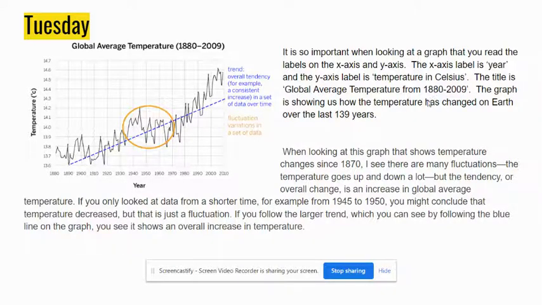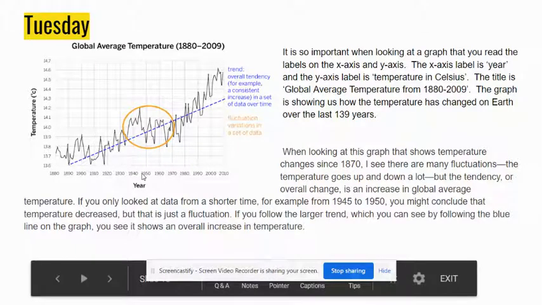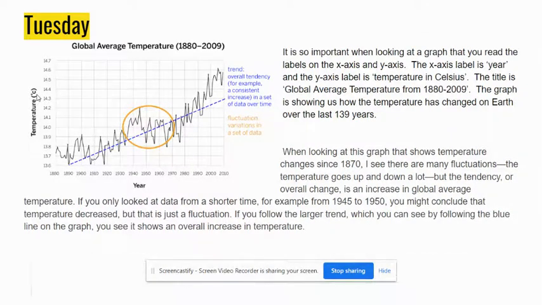The X-axis label on this particular graph is year. The Y-axis label is temperature in Celsius. The title is up here. It is Global Average Temperature from 1880 to 2009. The graph is showing us how the temperature has changed on Earth over the last 139 years.